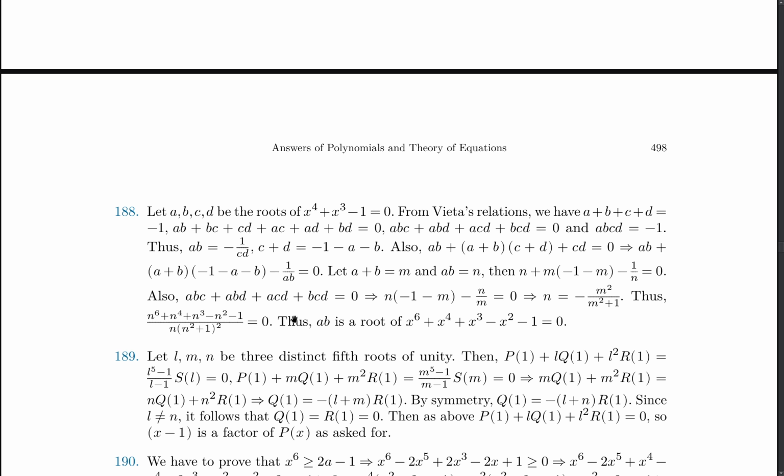So we consider three roots of unity. These are fifth roots of unity, such that L^5, M^5, N^5 would all be 1. So what happens is P(1) + L Q(1) + L^2 R(1) is equal to (L^5 minus 1) by (L minus 1) times S(L). And similarly for M and N.